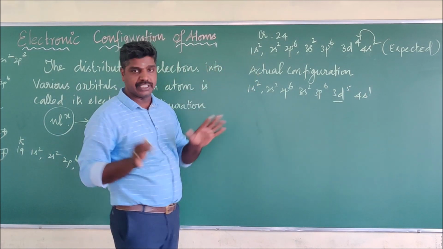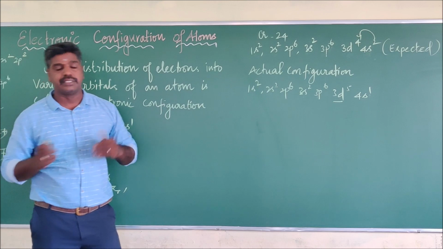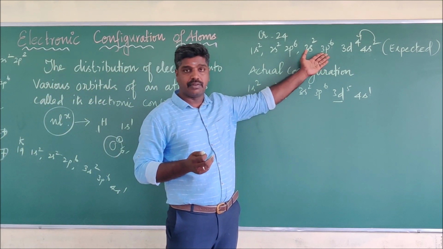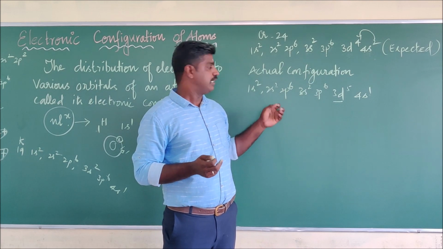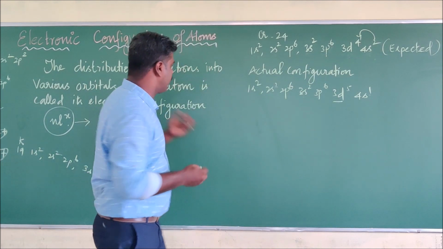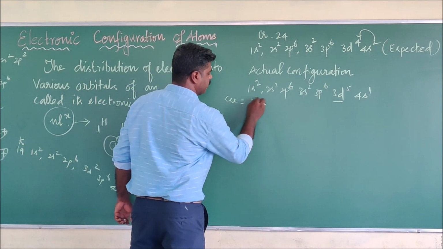Actual electronic configuration is same as that, but there is a difference. We are expecting this electronic configuration with the help of Hund's principle, but we are getting this type of configuration for a few elements like chromium and copper. Let us take copper, whose atomic number is 29.